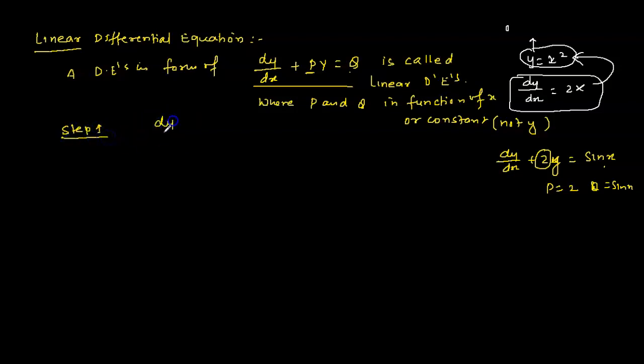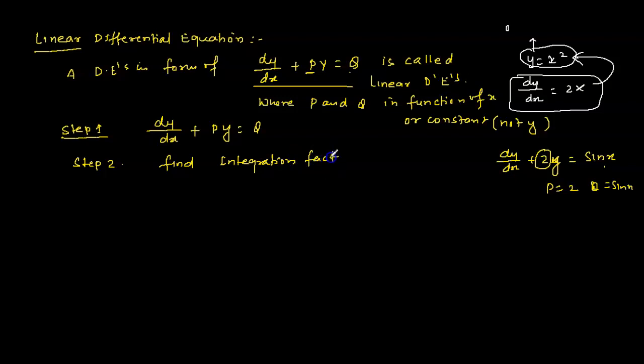First you have to convert it directly, since sometimes they will not give it in that form. So first you have to make it in the form dy by dx plus py is equal to q. Then in step 2, we have to find the integrating factor.